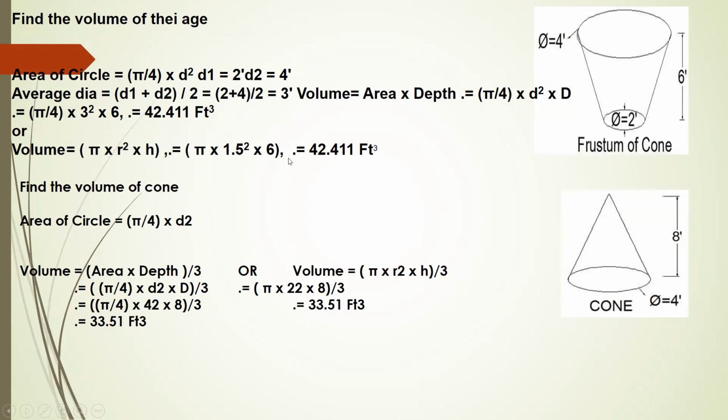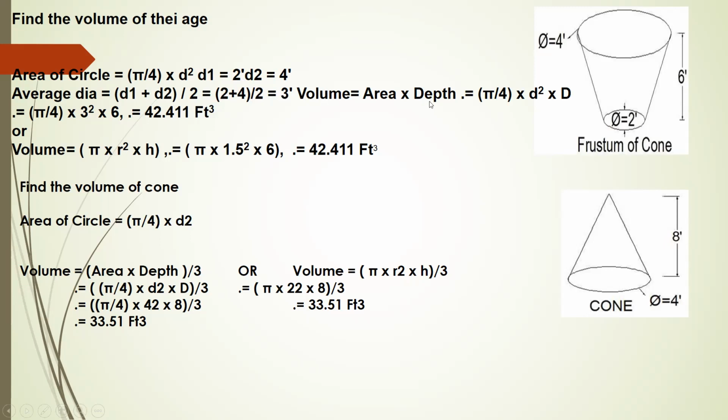Find the volume of this image. Area of the circle: this top diameter is 4 feet, height is 6 feet, bottom diameter is 2 feet. This is a cone. We are going to find out the area and the volume of the cone. Area of the circle is pi by 4 multiplied by d square. Average diameter is equal to d1 plus d2, whole divided by 2. That is 2 plus 4, whole divided by 2, is equal to 3 feet.